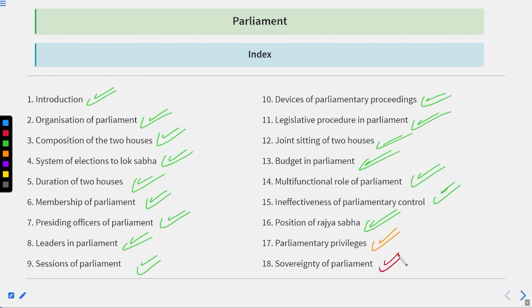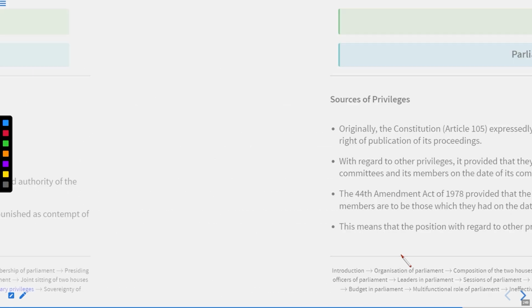Before this, let me tell you one thing. When we talk about the parliamentary privileges, as we have discussed, these are of two types: the collective privileges and the individual privileges. The collective privileges are granted to the house as a whole, while the individual privileges are granted to the house members. So let's start from where we left off in the previous lecture.